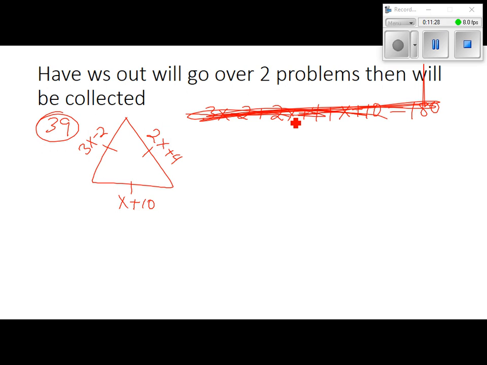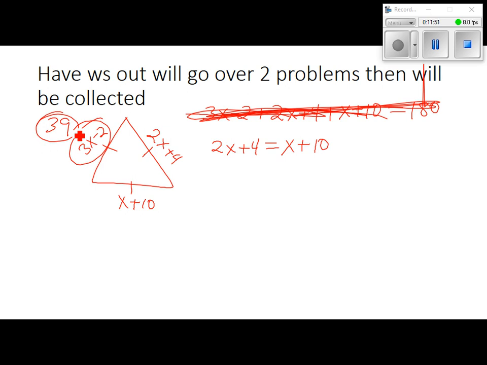2x plus 4 equals x plus 10. Now, Jacob didn't even use that. Does that matter? No, you're just trying to find x. So you could have set this equal to that one. You could have set this one equal to that one. Could have set these two equal. Any of those equations would have been fine.